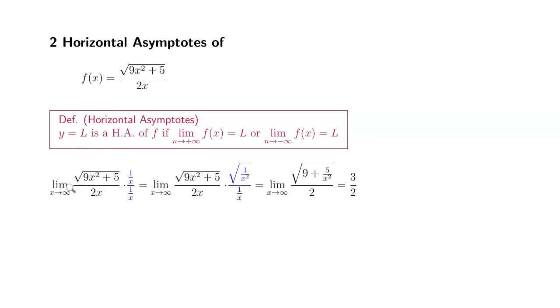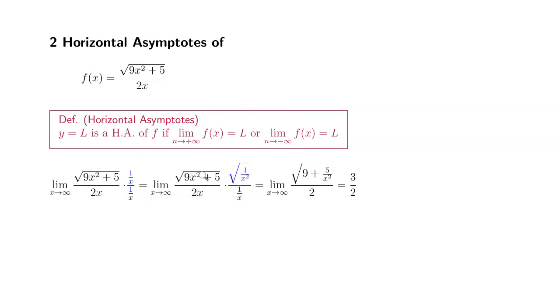So we have a limit of f of x as x approaches positive infinity. First thing I would do is multiply top and bottom by 1 over x. Then since there's a square root here, I would like to rewrite 1 over x as square root of 1 over x squared. When x is positive, 1 over x is exactly the same value as square root of 1 over x squared. Then once you multiply out, 2x divided by x gives you 2.